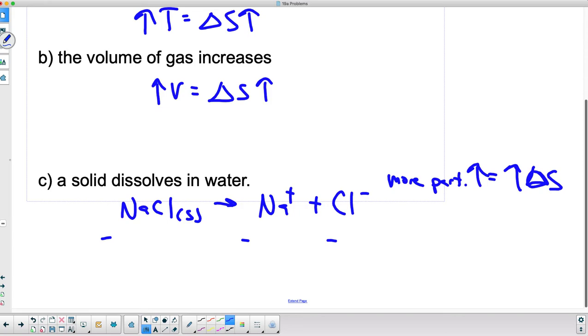Okay, so again, all of these things that we're talking about: a solid dissolves in water. That means we have more particles because we have 1 mole of this and 1 mole of that. And more particles means more randomness. More volume means more randomness, and higher temperature means more randomness.